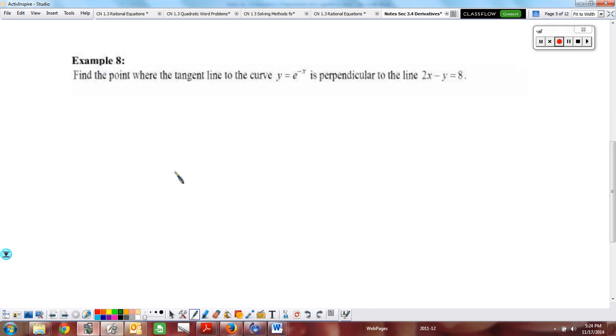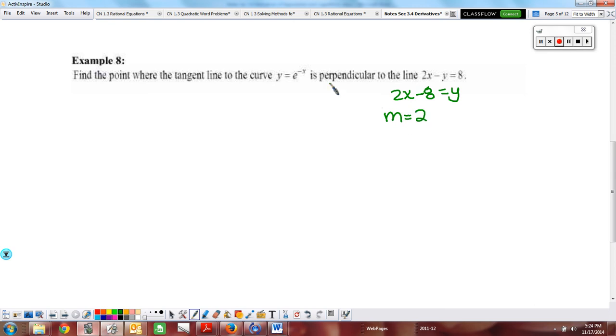All right, in example 8, find the point where the tangent line to the curve is perpendicular to that line. So the first thing is that you want to figure out what the slope is. You want it to be perpendicular to this line, so I'm going to first find the slope. I'm going to add y and subtract 8, so y equals 2x minus 8. So the slope of this line is 2.